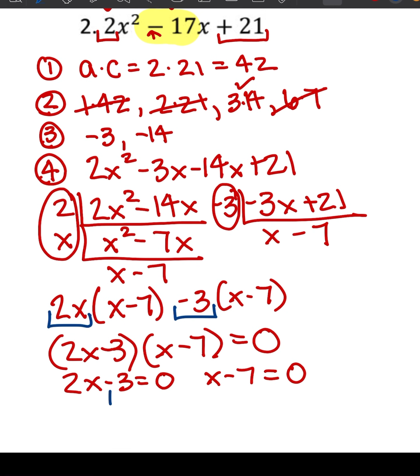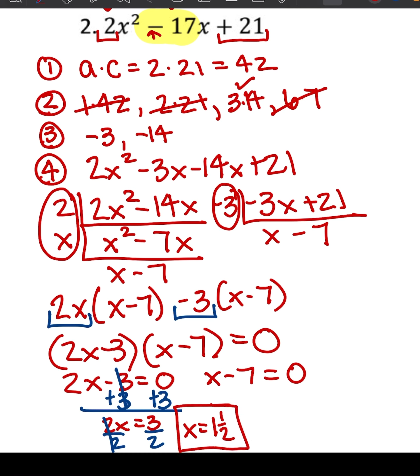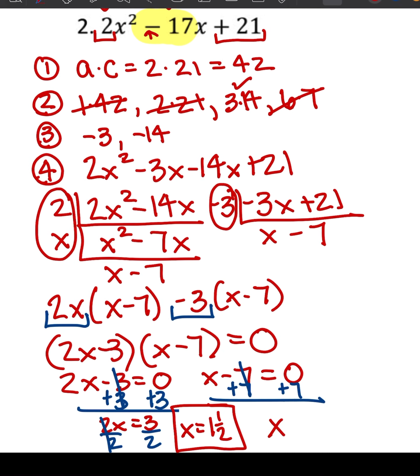And then I'm going to go ahead and solve those just like we did before. I'm going to add 3 to both sides first and get 2x is equal to 3. And then I'm going to divide by 2 on both sides and get that x is equal to 1 1/2. So that's our first x-intercept. And then on our second factor, I'm going to add 7 to both sides. And our second x-intercept is going to be at positive 7.